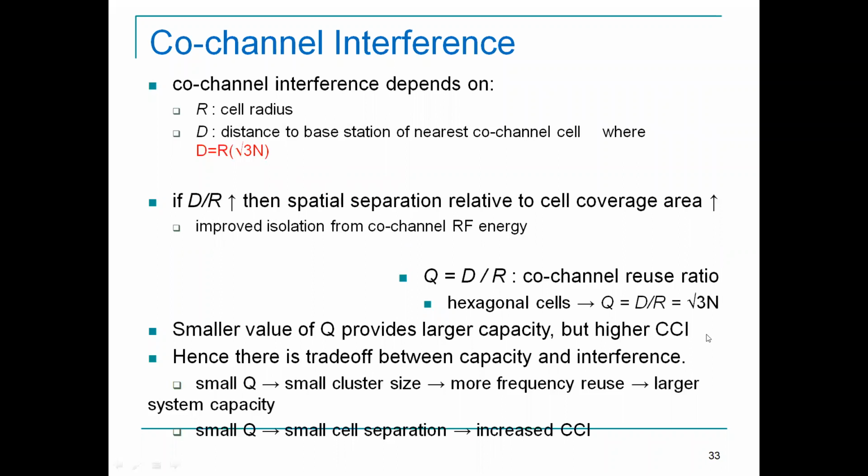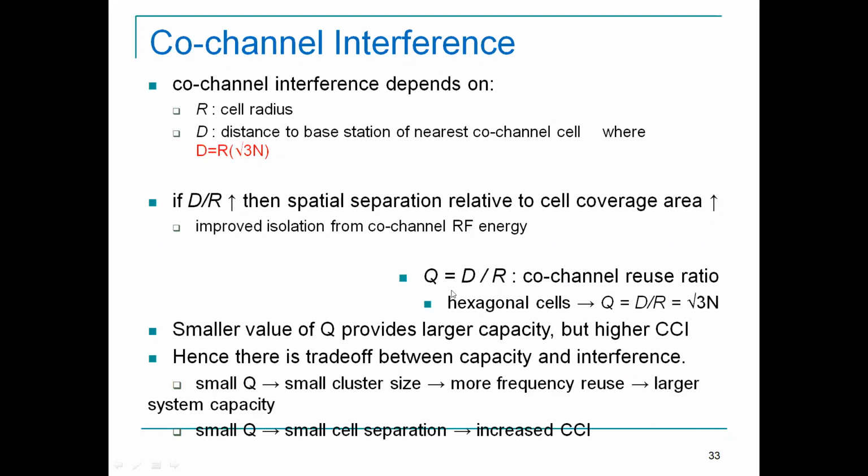Co-channel interference also depends on R and D. R is nothing but the radius of the cell, and D is nothing but the distance between two base stations of frequency reused cells. See the formula we discussed last class: D is equal to R into square root of 3N, where N is the size of the cluster. Right?